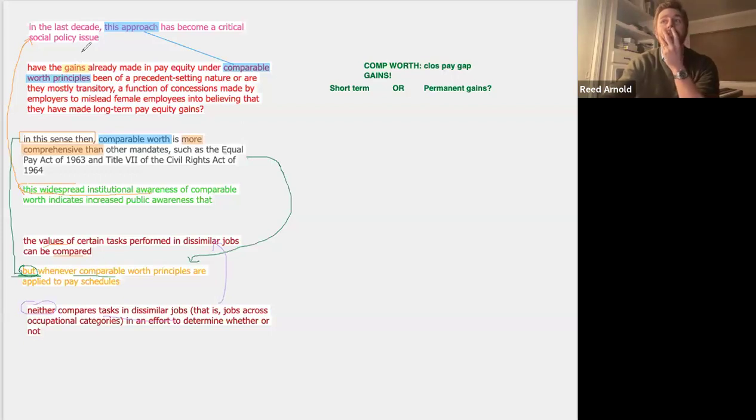That was my guess. The comparable worth helps us compare the values of tasks performed in dissimilar jobs. So I thought this before was the definition of, or the value of, comparable worth, and it still might be that, but I think it's going to come after discussion of some approaches that don't compare tasks in dissimilar jobs. So we have these other things that we're trying to reduce equity or determine if equity had been, I'm sorry, not reduce equity, increase equity of pay.